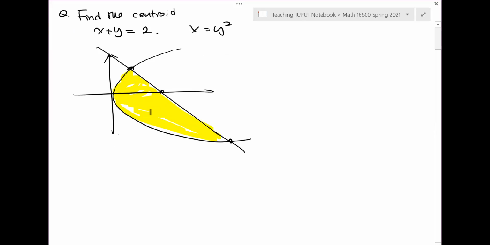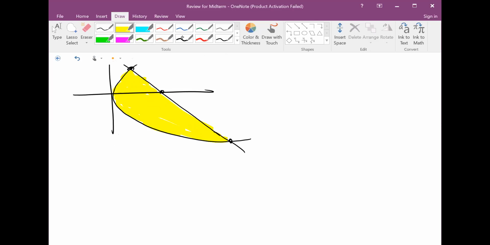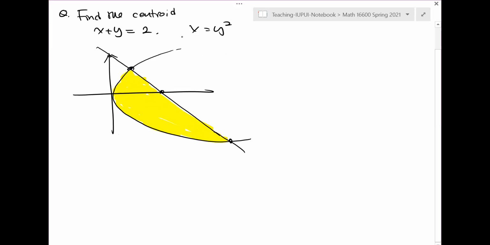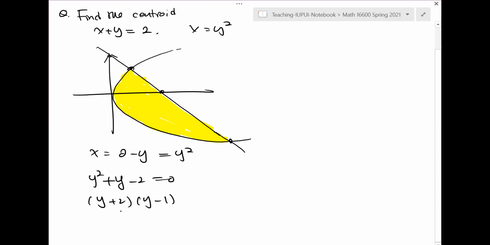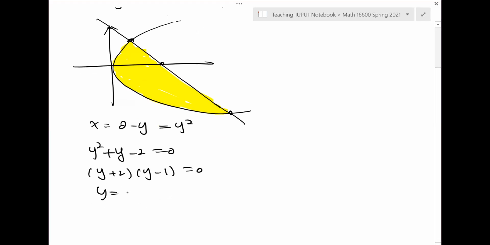At least we have to find the intersection points first before we solve the problem, right? So how do we find the intersection? Just solve the equation. By the first equation, x is going to be 2 minus y, and that's supposed to be y squared, right? So you solve for y first: y squared plus y minus 2 equals 0, and you can factor it, right? So you get y equals 1, y equals negative 2. I'm pretty sure this will be negative 2, this will be 1.